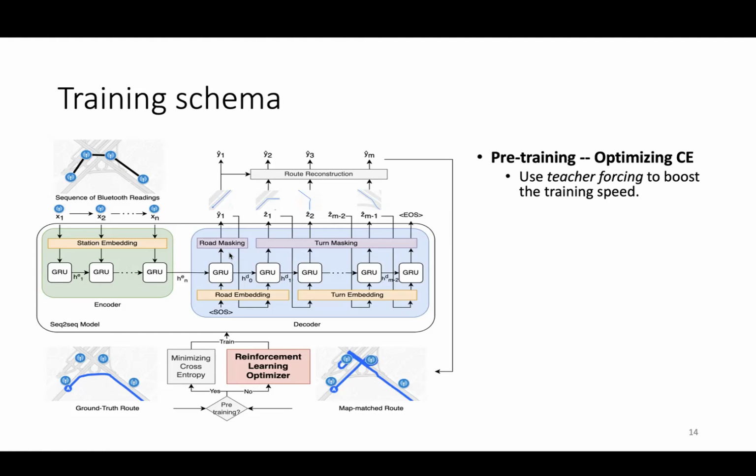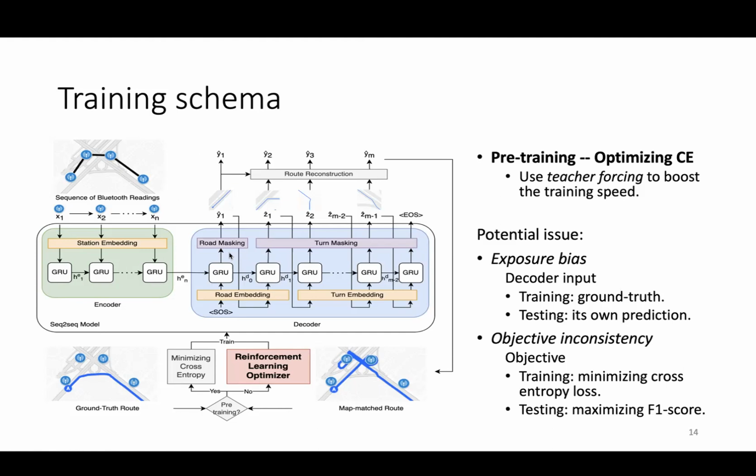We use a two-phase training schema to train the turn-based matching model. Firstly, we train the model by minimizing the cross-entropy loss and using teacher forcing to boost the training speed, but it has two potential risks. Because we use teacher forcing during the training stage, the ground truth is fed to the model. However, during testing, the ground truth is no longer available. Instead, its own prediction is fed.